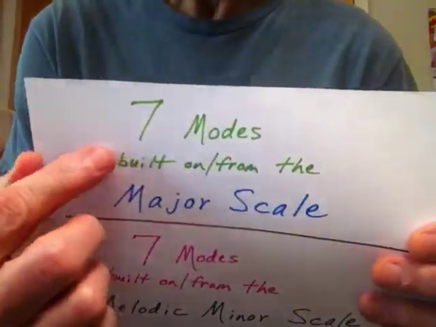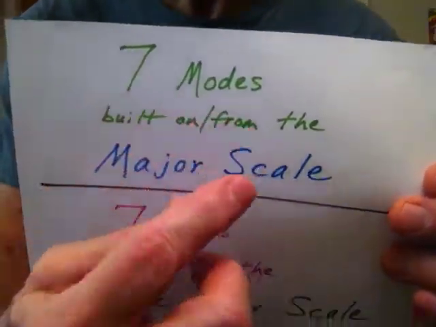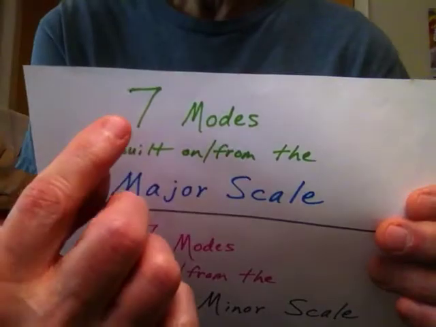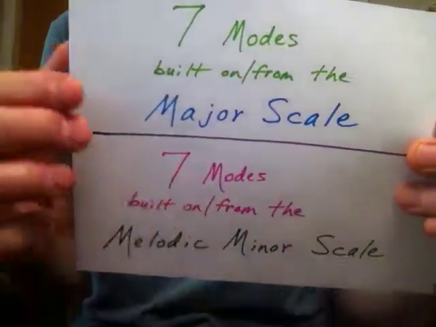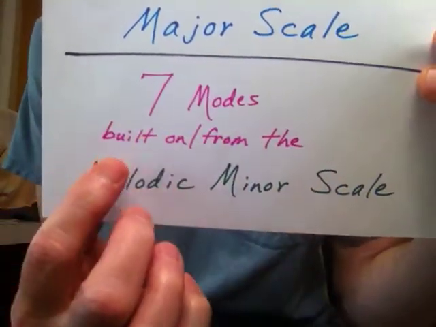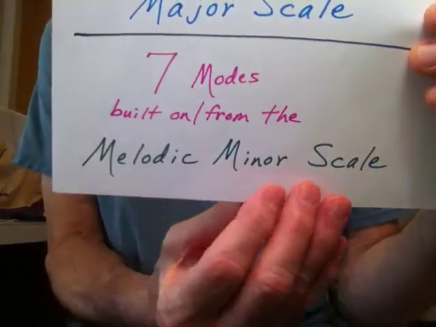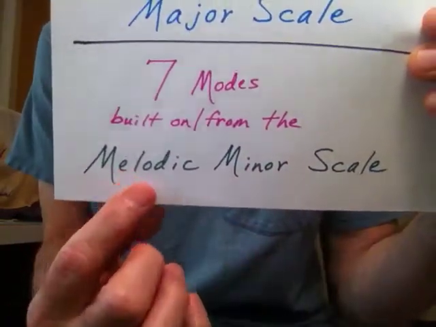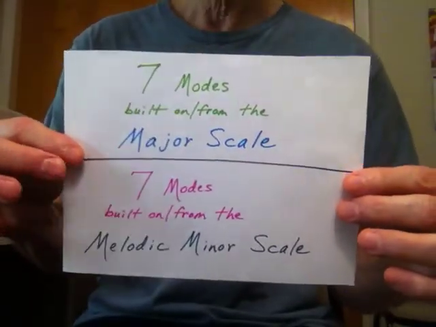Now, if you know anything about theory, even if you're a beginner, you'll know that 7 modes can be built on or from the major scale. That's basic theory. And you might also know that 7 modes can be built on or from the melodic minor scale. That's a traditional name, melodic minor. I don't use this name, but we're going to talk about it. So these are the very simple basic modes.